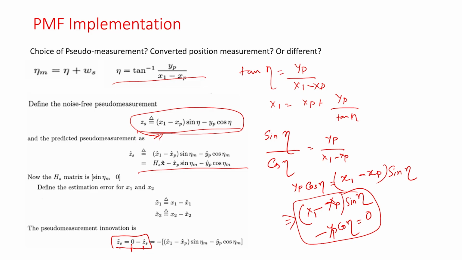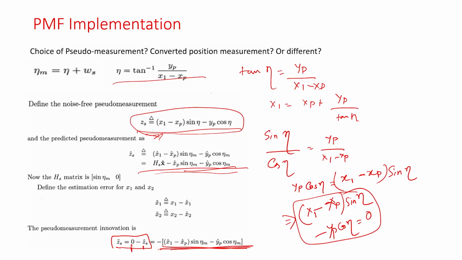Now, the actual measurement is 0, because I have algebraically manipulated it to enforce it to be 0. So I do not need any physical measurement, although I need it to calculate these things, but here the actual measurement will be 0. That is why it is called noise free pseudo measurement. So, 0 minus predicted measurement, x1 minus xp hat, and so on. So you get it like this. This is a simple expression.